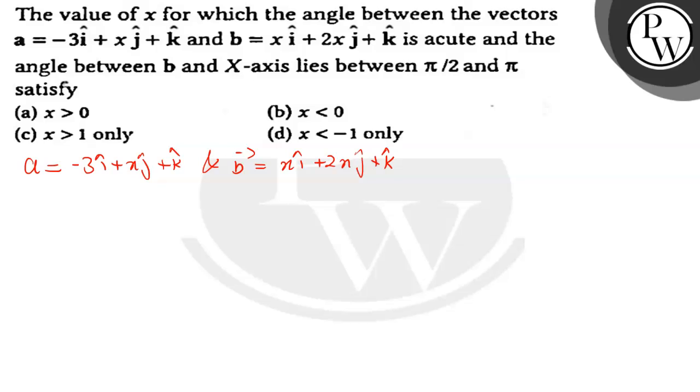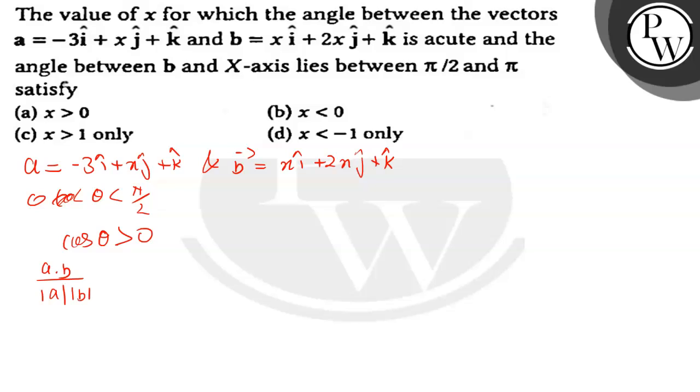So let the angle between them be theta. We know that theta is acute, so theta should lie between 0 and pi by 2. Now for 0 to pi by 2, cos theta is greater than 0. So cos theta, which is greater than 0, is the angle between them, which is equal to a dot b upon mod a into mod b.